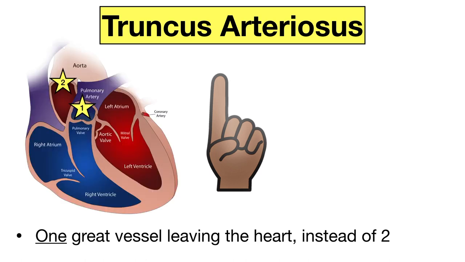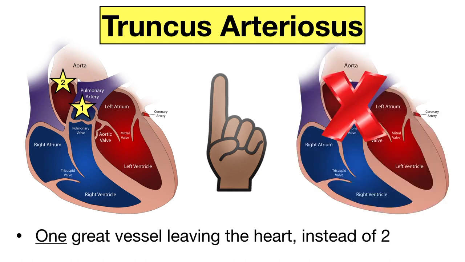You might remember from the anatomy of the heart video that normally there are two main arteries leaving the heart. The pulmonary artery leaves the right side of the heart and delivers deoxygenated blood to the lungs, and the aorta leaves the left side of the heart and delivers oxygenated blood to the rest of the body. However, in Truncus Arteriosus, the great vessel coming out of the heart fails to divide during development, leaving a connection between the aorta and pulmonary artery.